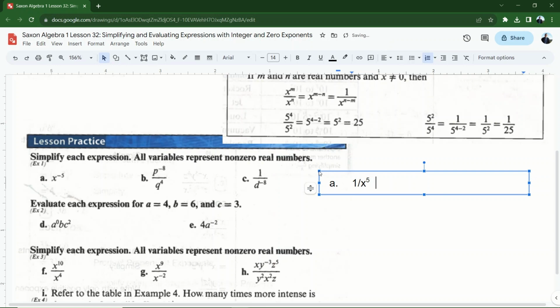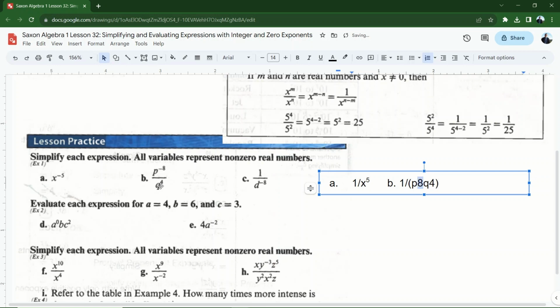Let's do letter B. Letter B, I have p to the negative 8th over q to the 4th. Q to the 4th is on the right side of the fraction bar. I've got no problem with that exponent. It's a positive exponent. Q to the 4th belongs in the denominator, but p to the negative 8th does not. Also notice they do not have the same base. This one is p as a base, this one is q, so there's nothing I can do to combine bases. This one is going to become 1 over, and then in the denominator I'm going to have p to the 8th q to the 4th.